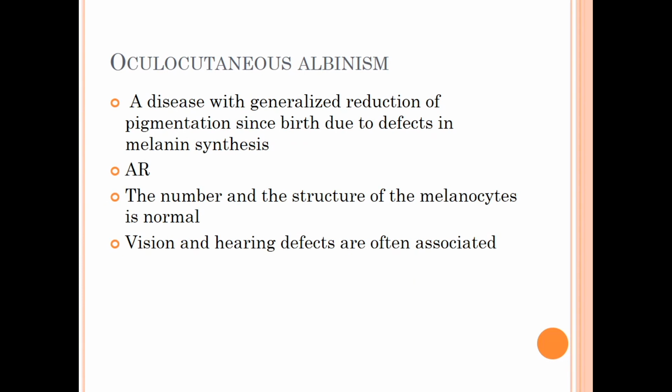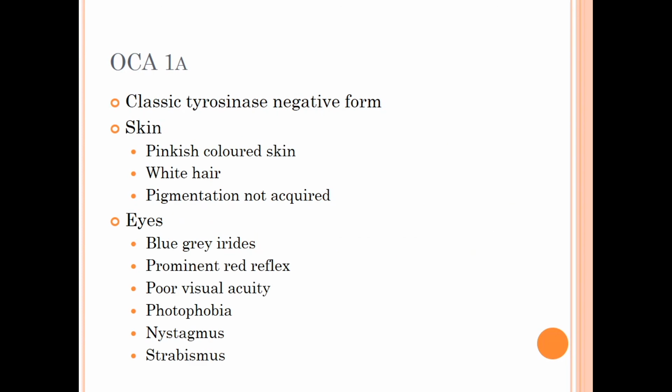The next disease is oculocutaneous albinism, which is a disease with generalized reduction of pigmentation since birth due to defects in melanin synthesis. Only the melanin synthesis is defective; the number and the structure of the melanocytes are normal. In addition, they can have visual impairment and hearing defects. Again, there are a few types depending on which protein is affected.